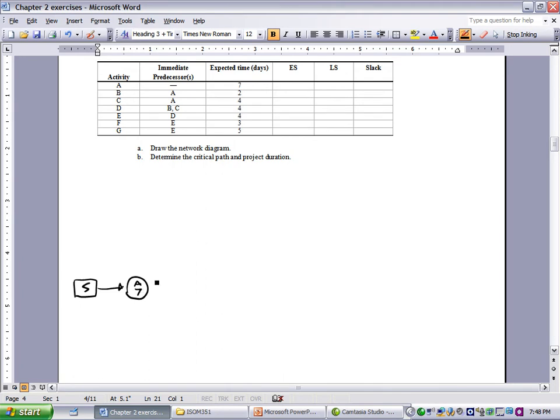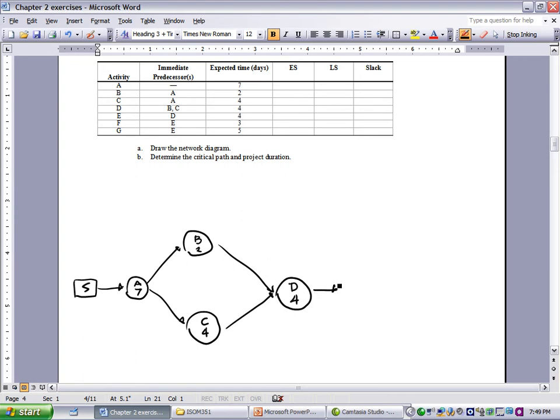7, branch out to become B, C, then become D, E, then branch to become F and G. Both together go to finish.